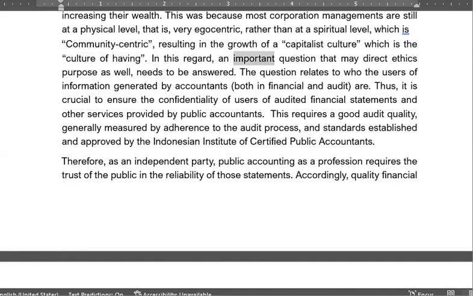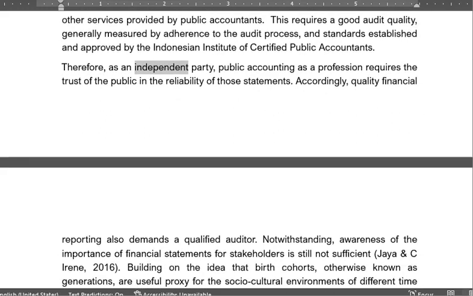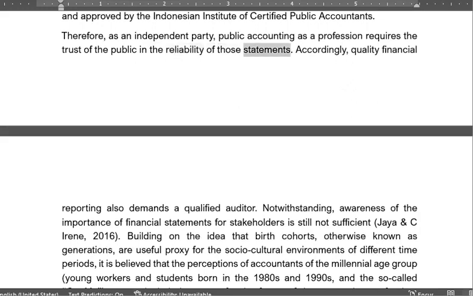In this regard, an important question that may direct ethics' purpose as well, needs to be answered. The question relates to who the users of information generated by accountants, both in financial and audit, are. Thus, it is crucial to ensure the confidentiality of users of audited financial statements and other services provided by public accountants. This requires a good audit quality, generally measured by adherence to the audit process and standards established and approved by the Indonesian Institute of Certified Public Accountants. Therefore, as an independent party, public accounting as a profession requires the trust of the public in the reliability of those statements.